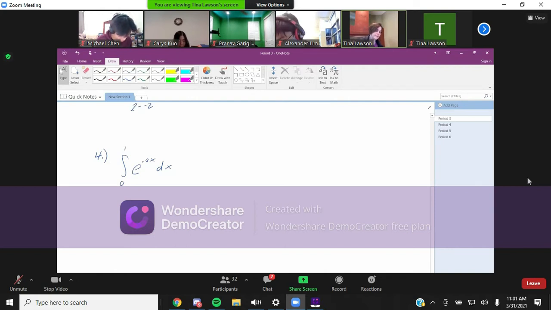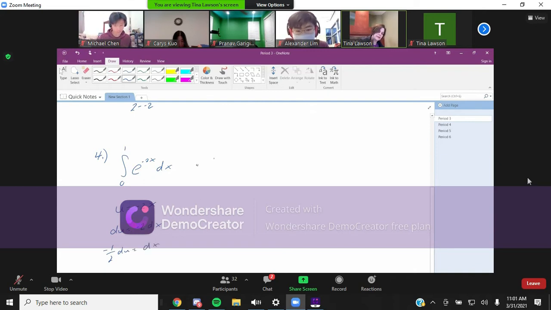All right, so when you're anti-deriving this, I would let u equal -2x, because I know the integral of e to the x, but I don't know e to the negative something. So when I take the derivative, you just get -2 dx. If I divide by that, something like that.